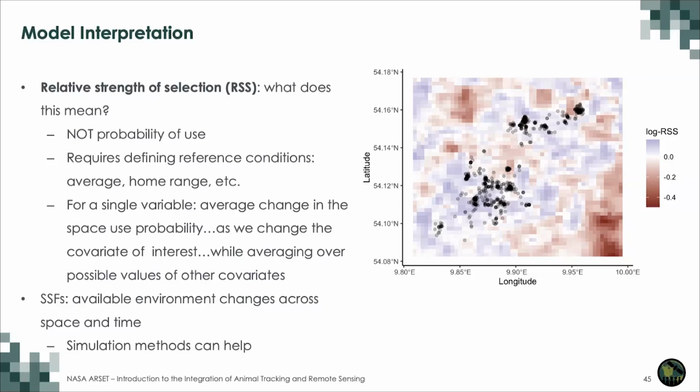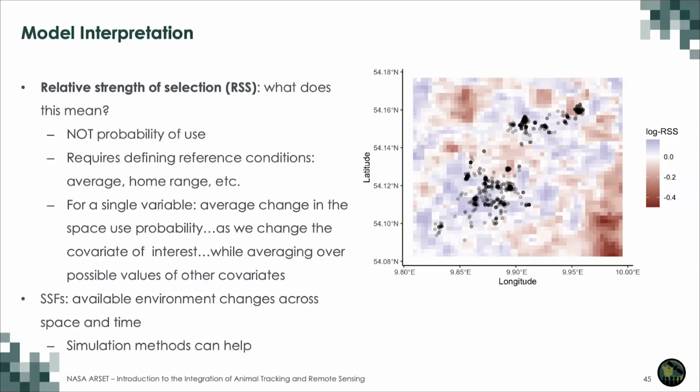The technical definition of RSS is the average change in space use probability as we change a covariate of interest while averaging over possible values of other covariates. So in this map on the right, we're plotting the log relative strength of selection. It's also common to exponentiate this and just plot the relative strength of selection. And in general, we could interpret this as negative values being less likely to be used relative to the average across the study area, and positive values being more likely to be used relative to the average values across the study area.